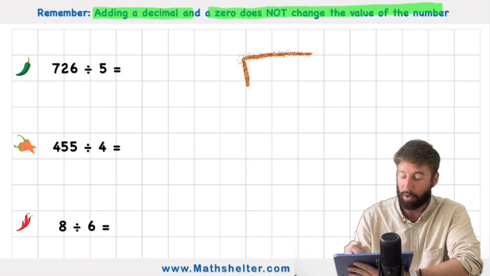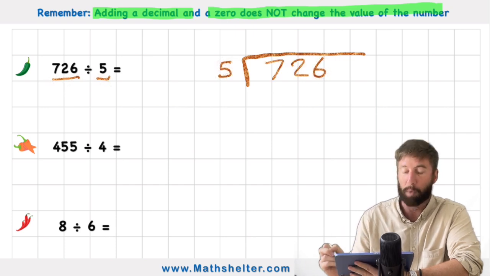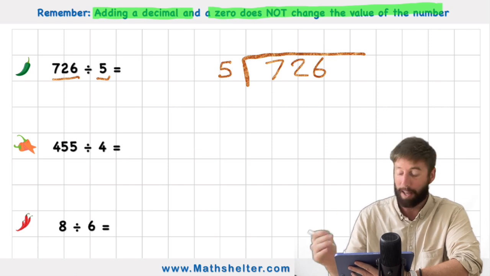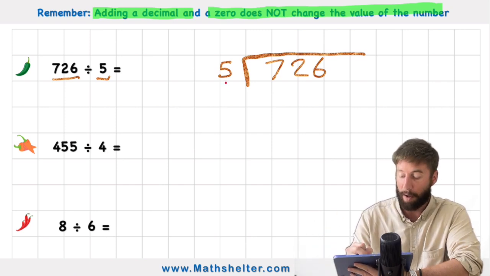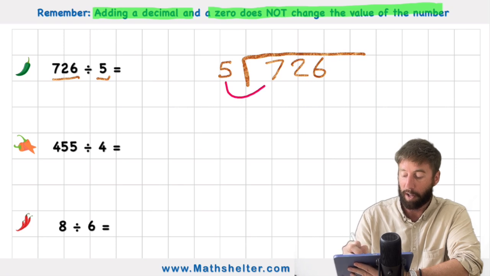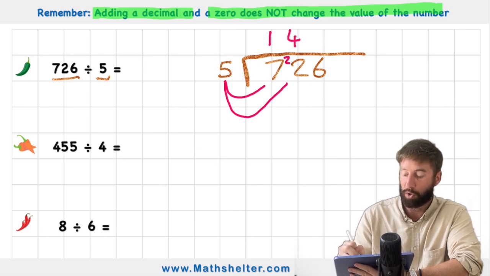So the first thing we're going to do, just like normal, is put our numbers into the bus stop. So we have the dividend of 726, in it goes, and then we have the divisor of 5. So we have got 726 something, and we are dividing them between 5. Now my first step is just to go, how many 5s are there in 7? Well, I have 1 with 2 left over. So my next question is how many 5s in 22? And I have 4 with 2 left over.